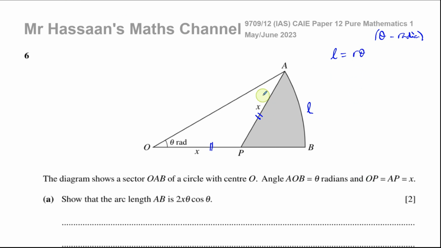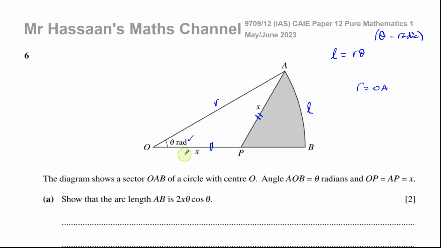Okay, so we've got to show the arc length is 2x theta cosine theta. The angle theta is fine, because we've got to give it in terms of that. But what we need is the radius of the sector. The radius of the sector is OA. Okay, that's what we have to find now. If we find what OA is, then we can answer this question. So how do we find the length of OA? It has to be in terms of x and theta, so we don't have to find the actual value of it. Well, there's a couple of ways we could do this.